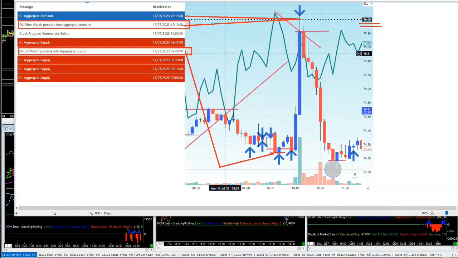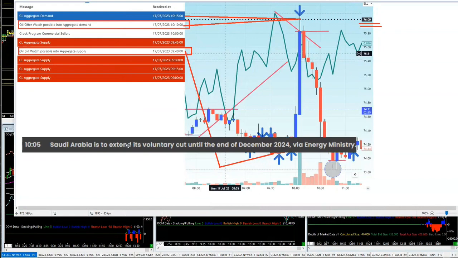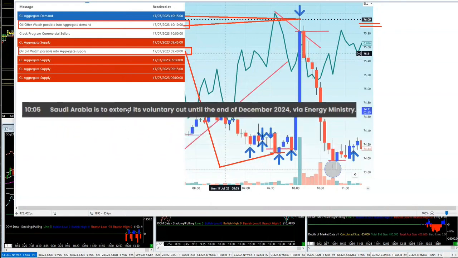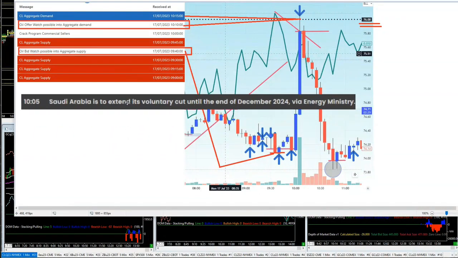Now, what I want to highlight about this whole entire story is this. Look, there's the news report coming out of Reuters right there, right? See the timing on the news report? 10:05. That was the original news report, 10:05. Our bid watch was at 9:40. So there's the difference, 25 minutes between those two pieces of information.